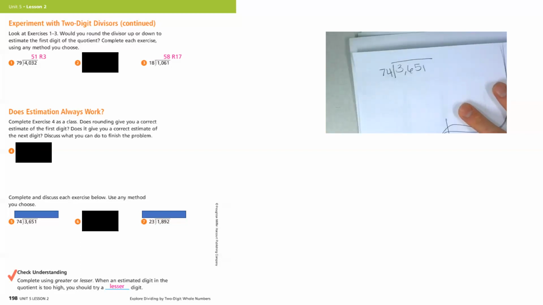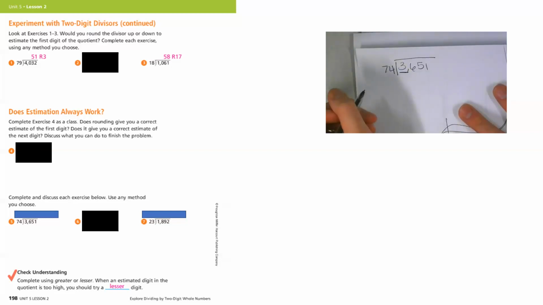3,651 divided by 74. So how many 74s are in 3? None. 36? None. 365. There we go. Remember, pause it, try it, and then unpause it. See how you did. So we're taking 74s away.